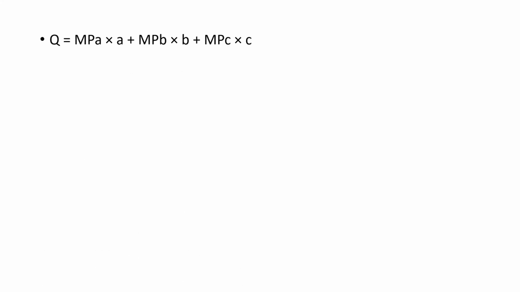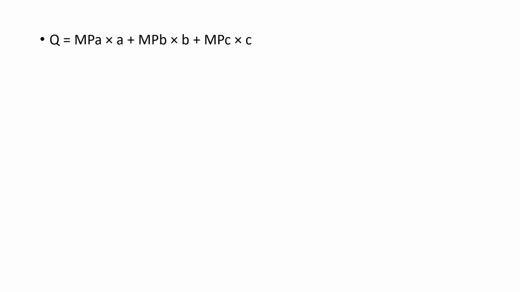Then the adding up problem implies that Q, or the total product, is equal to the marginal product of factor A multiplied by the amount of factor A employed, plus the marginal product of factor B multiplied by the amount of factor B employed, plus the marginal product of factor C multiplied by the amount of factor C employed, equal to the total product of the firm.